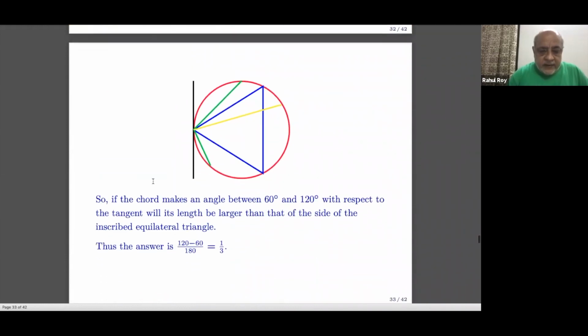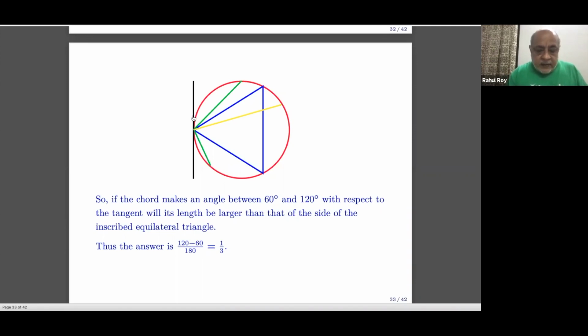What we see from here is that if the chord makes an angle between 60, so this angle from the tangent to the blue line here is 60, and this angle is from 120 to 180. So in other words, if the chord makes an angle between 60 and 120, then it goes through inside the equilateral triangle, and therefore it is an example of such a yellow line which has a length larger than the side of the inscribed equilateral triangle.